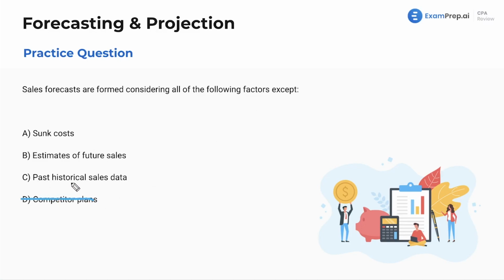What about past historical sales data? Well, if we think about this here, past results are not indicative of future results. However, if you generally sell a certain amount of product during the month of December versus January, or your sales trends have been going up by 5% each year, past historical sales data, it's a pretty good place to look. Estimates of future sales, that's what a sales forecast essentially is. So this is something as well that would be considered.